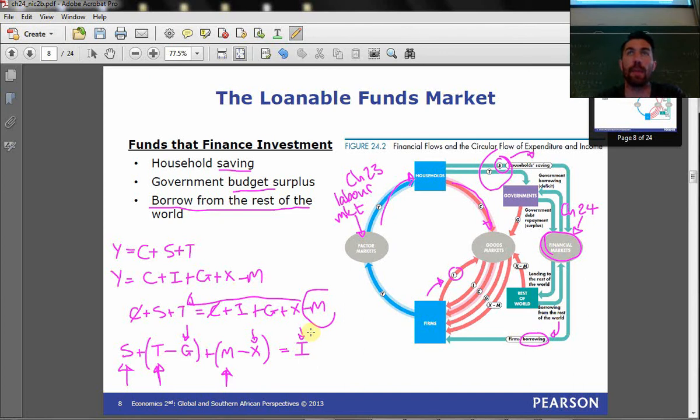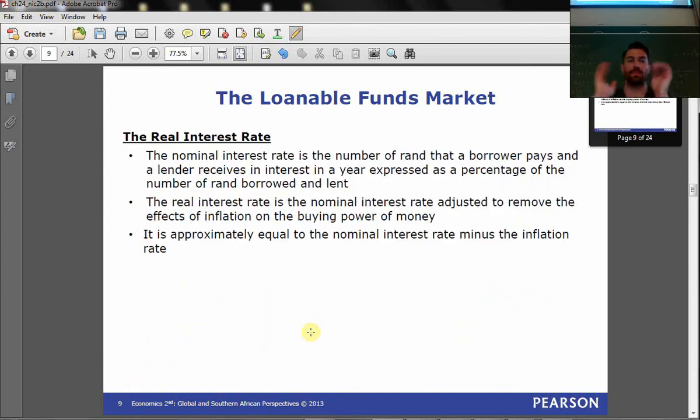Okay. Everyone happy with that diagram? Let's talk a little bit more about the real interest rate. And the first thing we're going to do is distinguish it from the nominal interest rate.